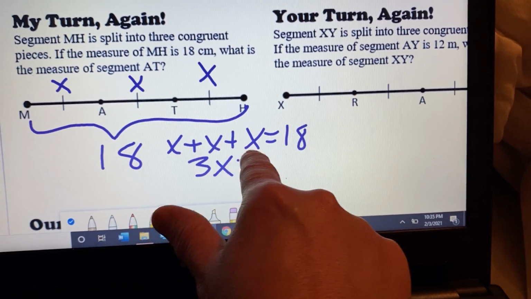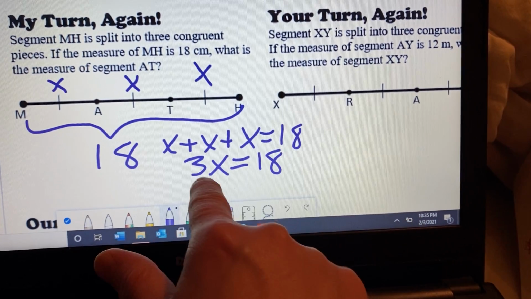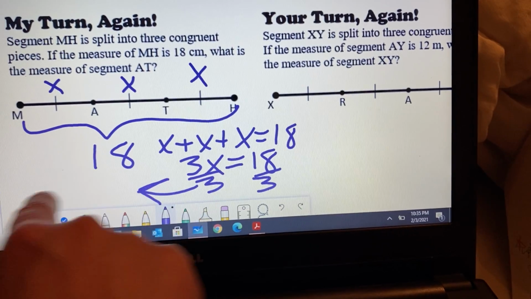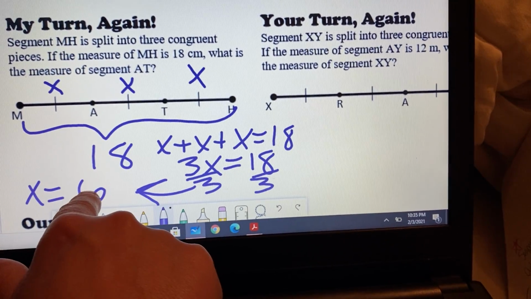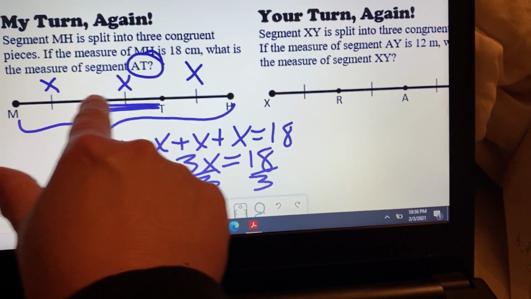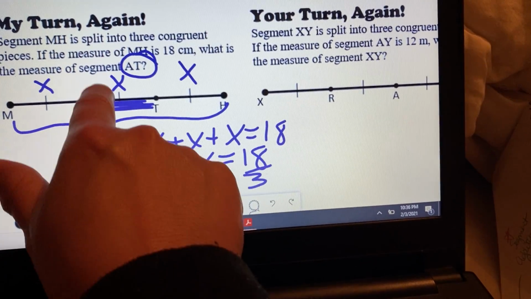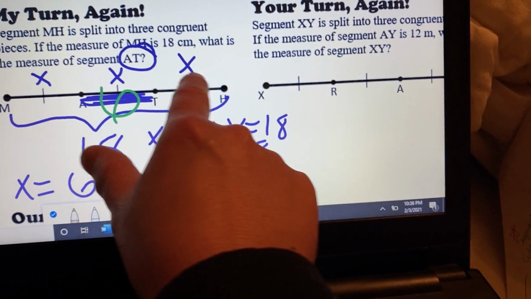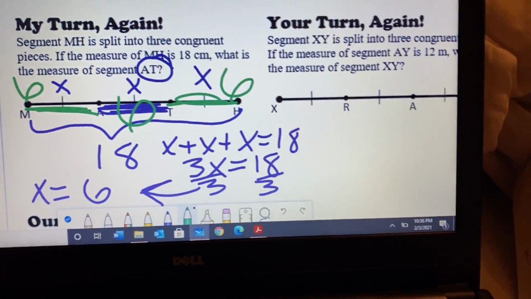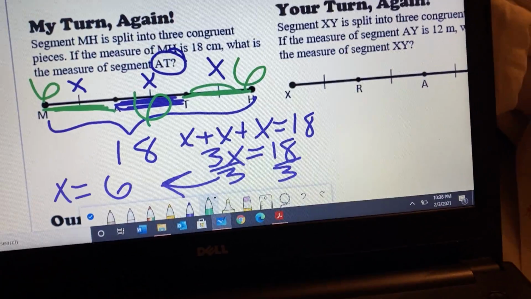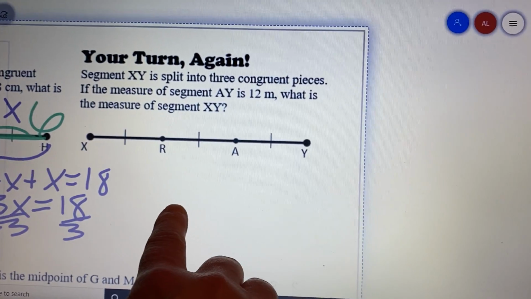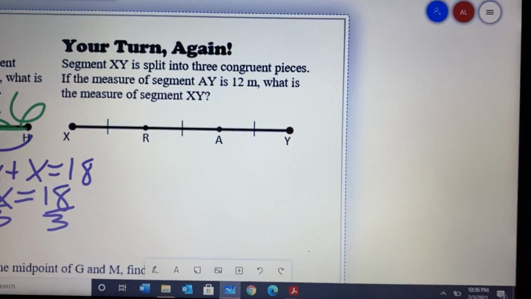3 times what number is 18? If it's beside, you divide, and we get X equals 6. So AT here would equal 6. And guess what? TH would be 6, and MA would also be 6. Not a very nice combination of numbers, but it is what it is. I want you guys to pause the video and try this one.